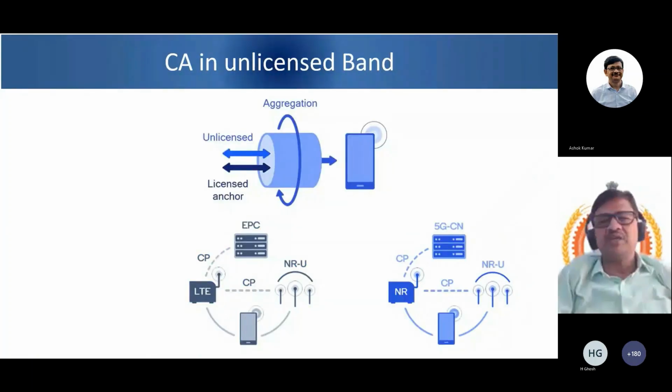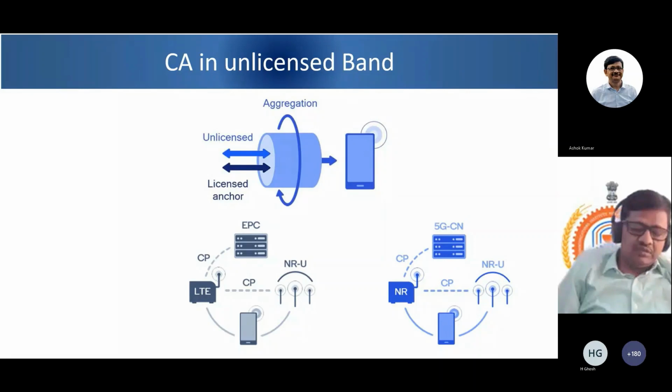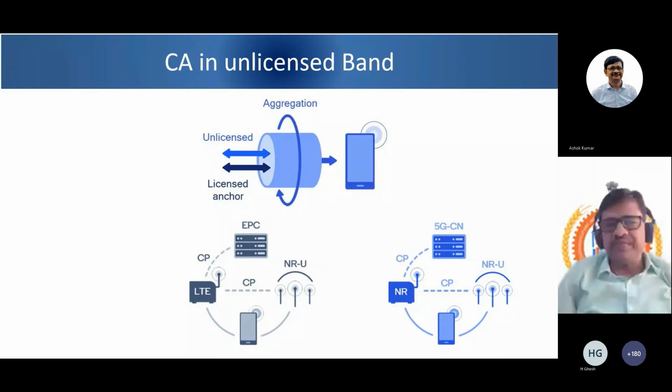Okay, yesterday we talked about use of unlicensed band, so how carrier aggregation can be used in an unlicensed band environment. This picture is from Qualcomm, one of their papers. Here what they're talking about, suppose you have unlicensed band and you have also licensed band. These two can be carrier aggregated, and the device can enjoy more capacity. So this is possible in an NSA environment and also in the SA environment.